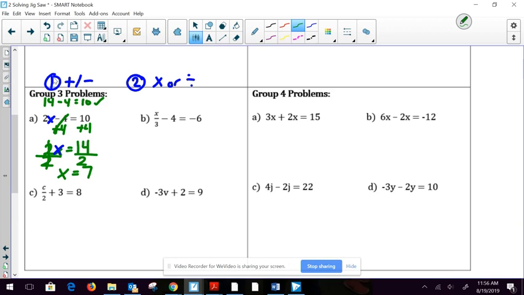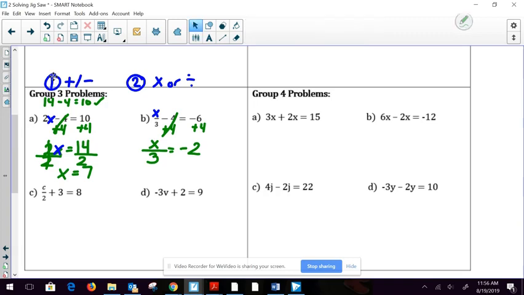Let's look at letter B. Similar setup, only a little bit different. We have x over 3, or x fraction bar 3, minus 4 is equal to negative 6. Again, our goal is to get x by itself. Again, we are going to start by adding and subtracting. In this case, we have a minus 4 again, so we are going to add it to both sides of the equal sign. So when I do that, I have x over 3 is equal to negative 6 plus 4. Well, negative 6 plus 4, watch those negatives, gives you negative 2.